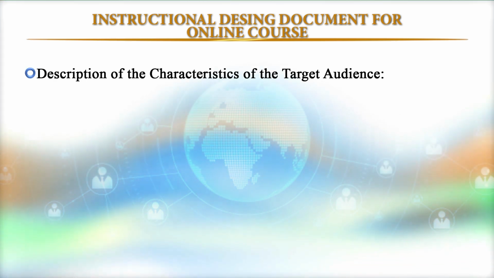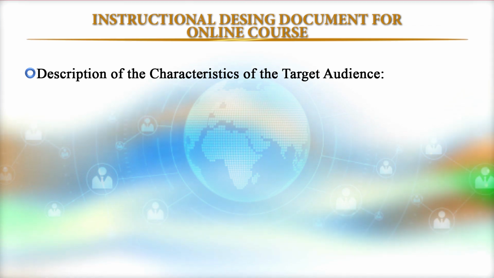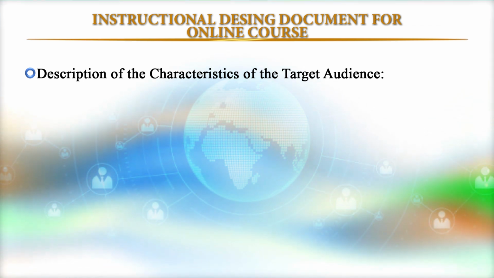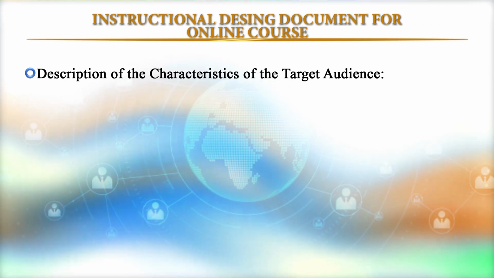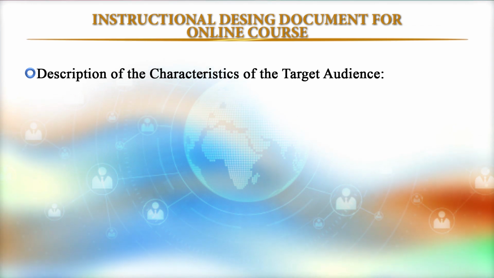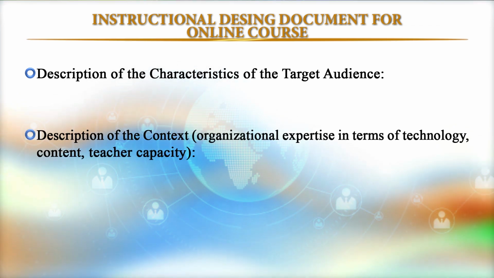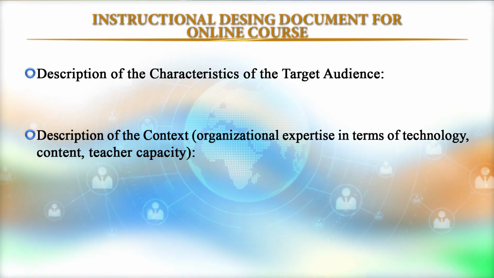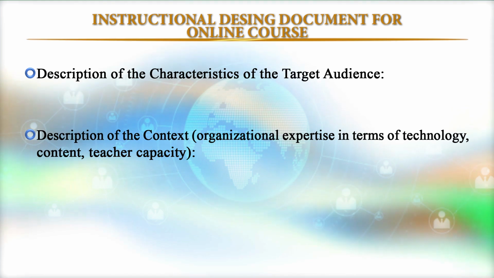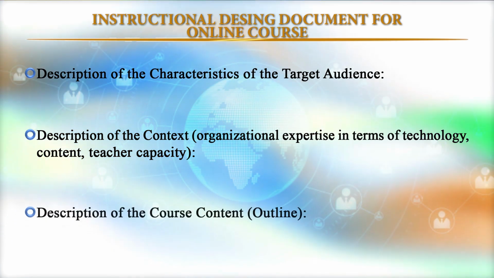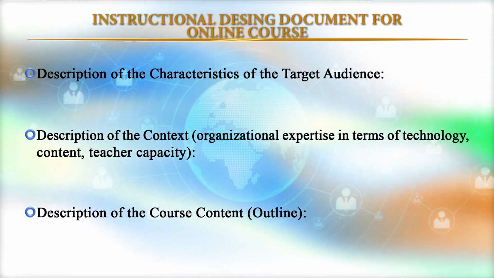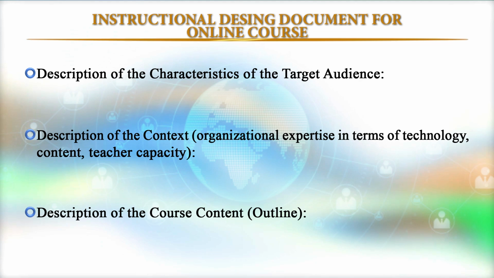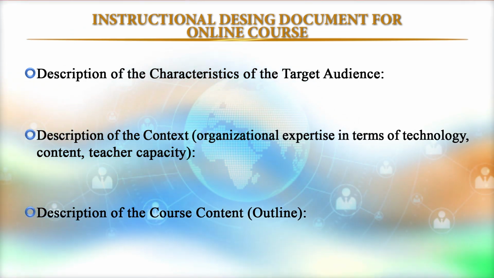And the description of the characteristics of the target audience: you have to write who your target audience is, the level of the target audience, and the profile of the target audience you have to mention. After that, the description of the content, that means the organization, the teaching capacity, and everything you have to explain here. And the description of the course content, that is the course outline you have to mention, that means what topics you are going to cover in this course, that also you have to mention here.